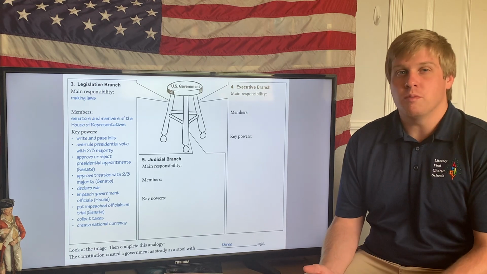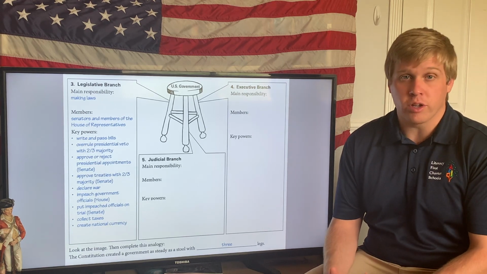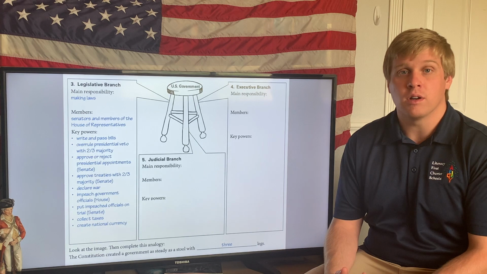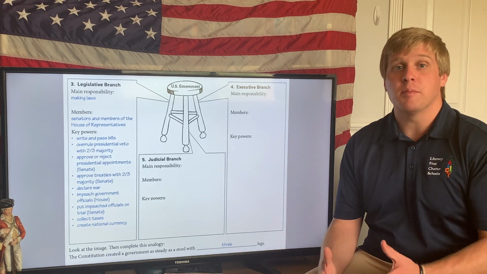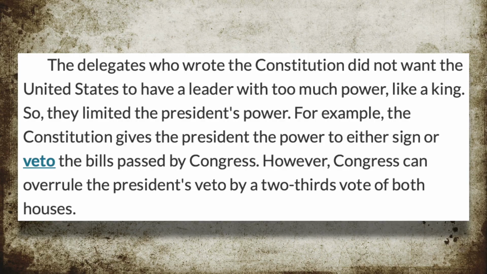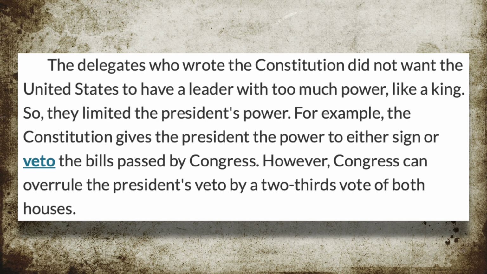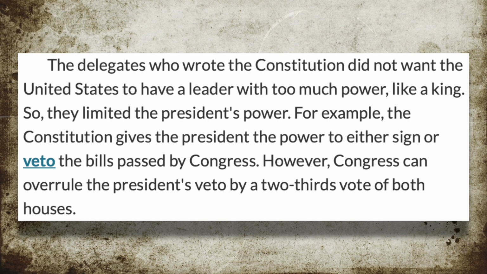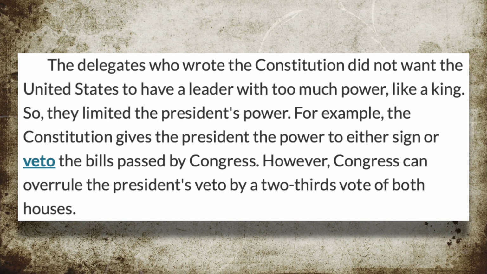Which is sort of true, but because King George III royally messed things up during the Revolutionary War, the Founding Fathers changed things up a bit for the future leaders of our new country. The delegates who wrote the Constitution did not want the United States to have a leader with too much power, like a king. So they limited the president's power.